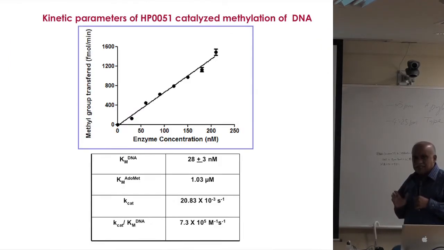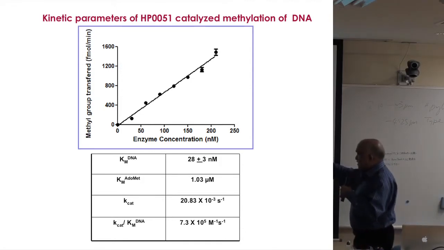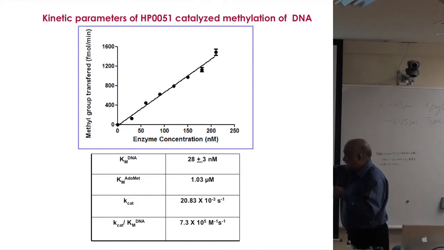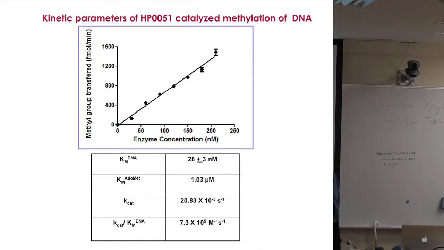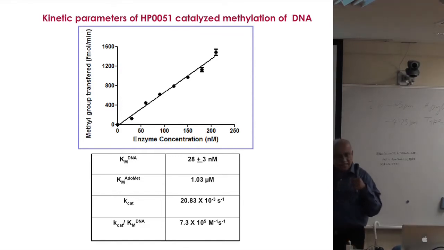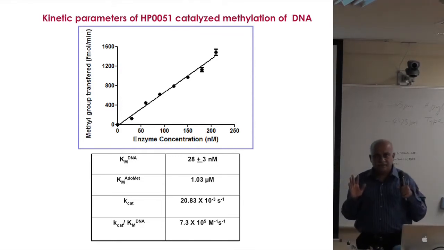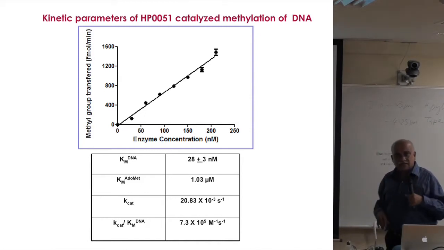And kinetics of methylation is very simple. Once you have a purified enzyme and you have radioactive SAM, you can change the enzyme concentration, you can change DNA, you can change SAM, and you can get all these parameters. Very easily you can get the kinetic constants. And if you compare these values with the other known methyl transferases, nothing unusual. It's like any other methyl transferase, except we get large quantities of it.